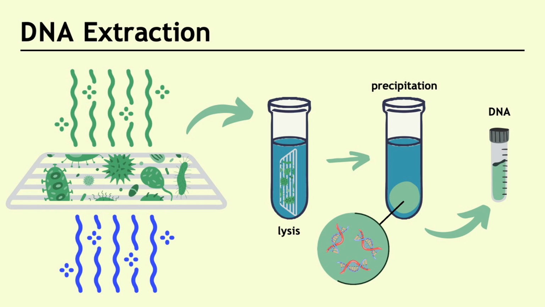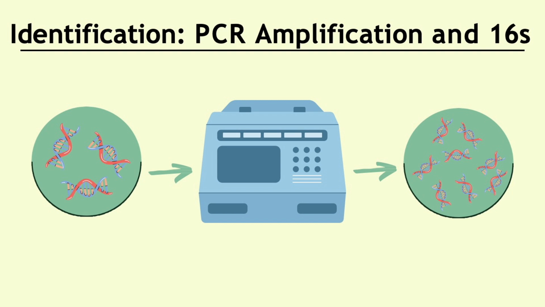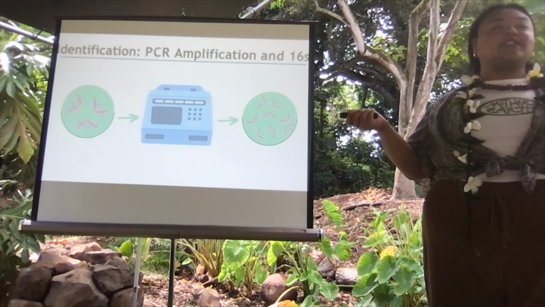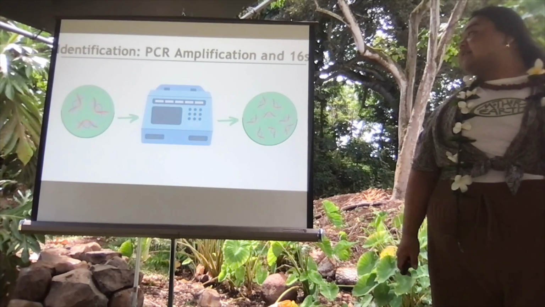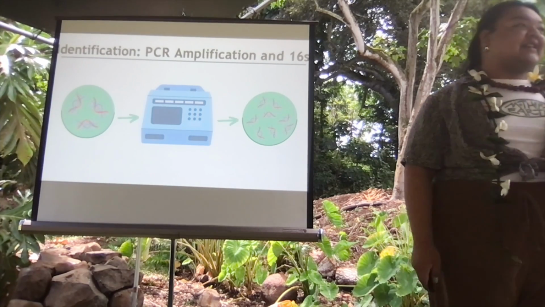We then moved on to DNA extraction, and that is basically filtering the water onto a pore filter that traps the bacteria. We performed lysis to break it down and used specific reagents to precipitate out the DNA. For identification, we paired the DNA with the 16S primer, which is specific to bacteria, and we amplified it to send off for 16S sequencing.